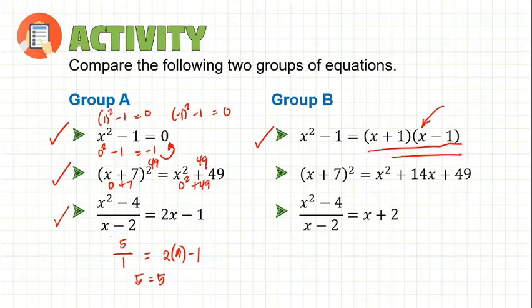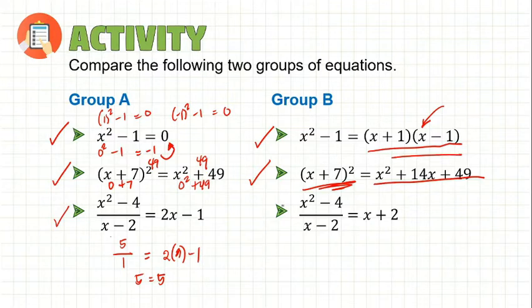Okay? Now let's have the second one. (x plus 7) quantity squared, if you are going to expand this one, the result will be x squared plus 14x plus 49. So they are, again, equivalent expressions. So therefore, in this case, the equation will hold for all values of x in its domain. Okay? In the domain of the equation.